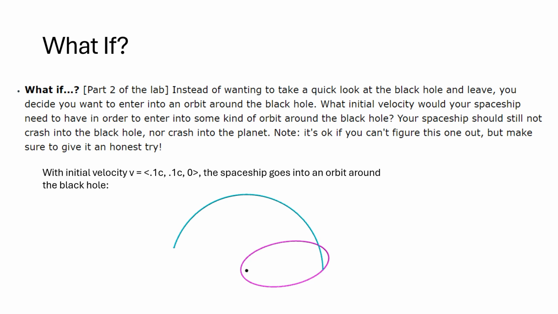If we want to enter into an orbit around the black hole, I was just using trial and error for this. V equals 0.1c works. It gives this orbit. The spaceship is in purple, so it gives this elliptical orbit. And it doesn't crash into the planet. The orbits do intersect, but they don't intersect at the same time, which would mean that it crashes into the planet.